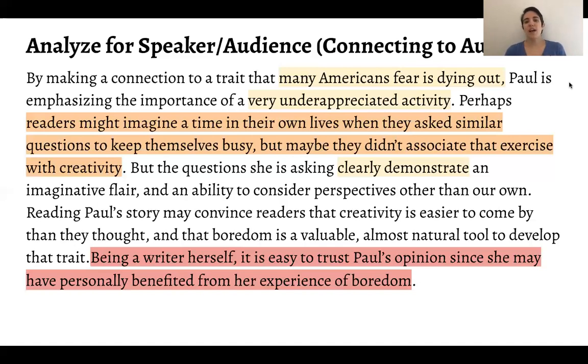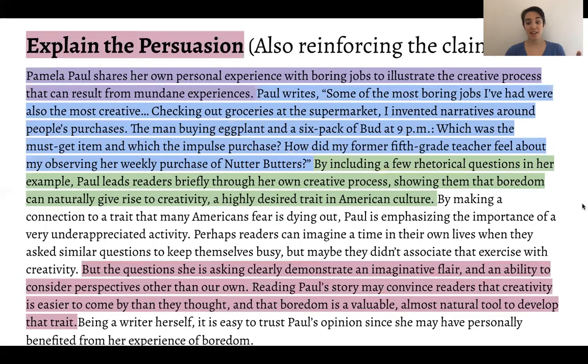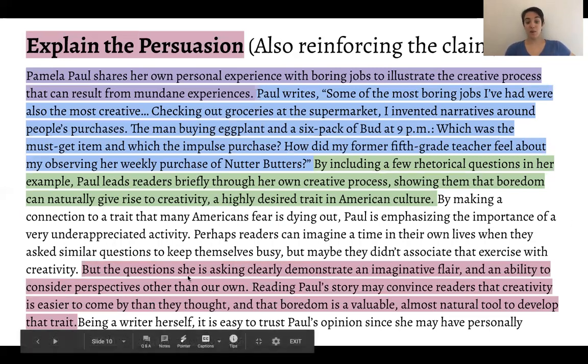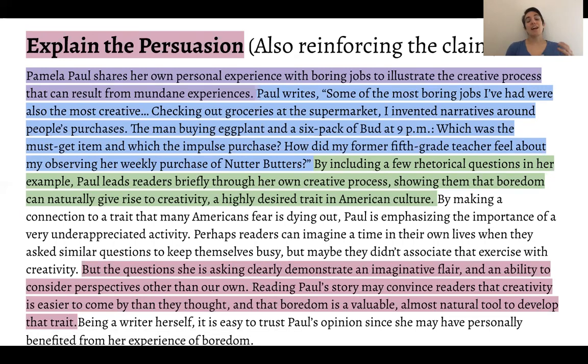So you'll notice, I don't have all of my values in the same place. I'm kind of jumping around. It's a little bit of a mishmash, but it's kind of thinking about it as checking things off rather than following a map. So the next one, explain the persuasion. That's the part that I didn't highlight in the last section. The questions clearly demonstrate an imaginative flair and an ability to consider perspectives other than our own. Reading Paul's story may convince readers that creativity is easier to come by. So I'm really talking about her purpose, kind of her claim. I'm really starting to try to explain how this personal experience is going to help people to believe that we need to let our kids get bored.